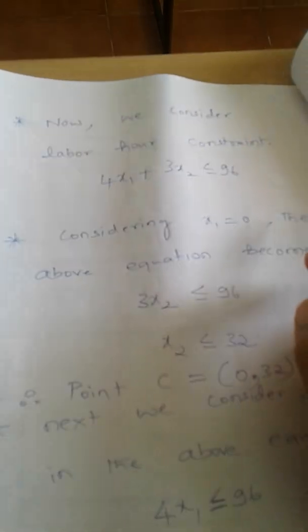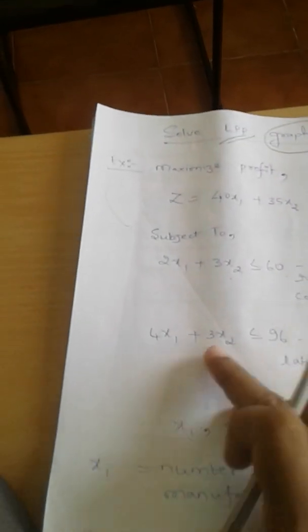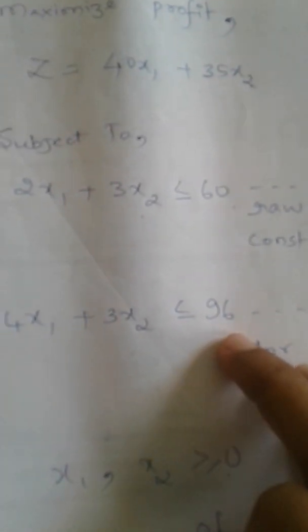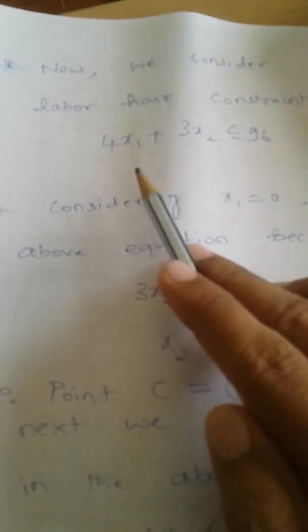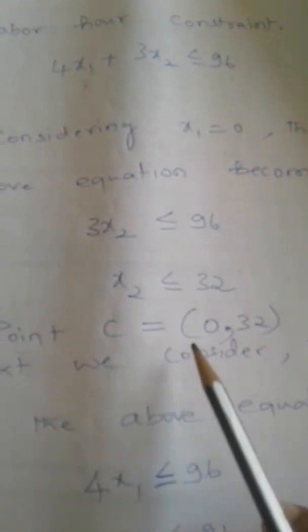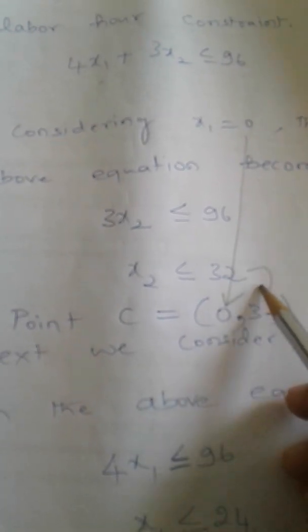Next, similarly we will consider the second equation, 4x1 plus 3x2 smaller than or equal to 96. I'm going back to the previous page to indicate the second equation. This is the second equation, 4x1 plus 3x2 smaller than or equal to 96. Considering this equation, the same step is repeated. First we consider x1 as 0 and determine x2. x2 is smaller than or equal to 32. So point C is 0 and 32.